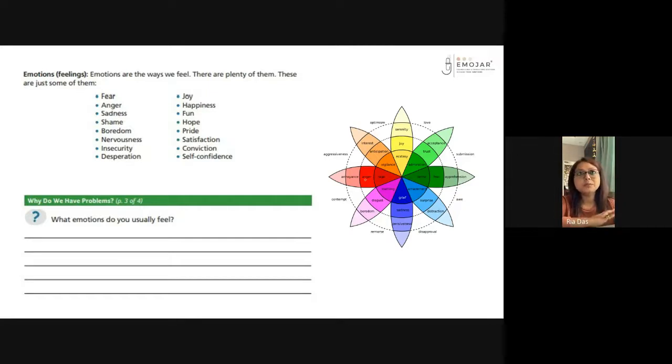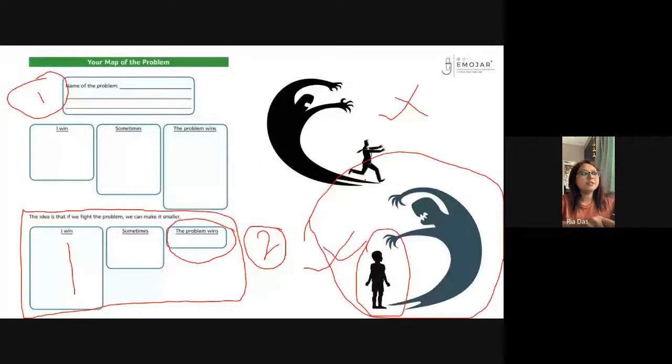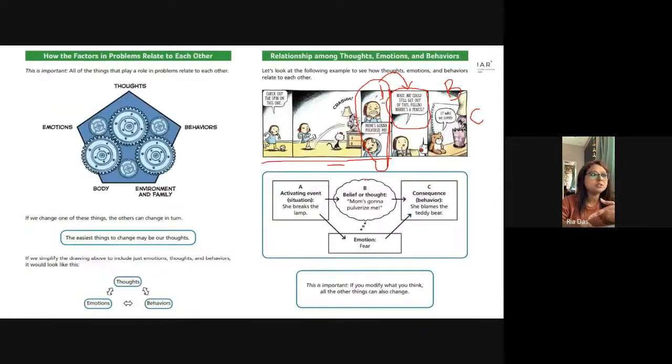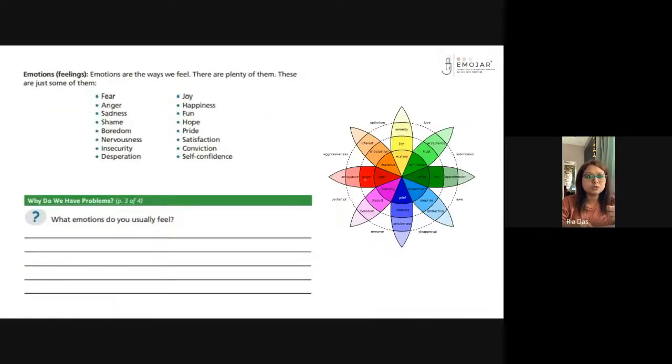For you all, if the monster is that way, if the problem is that way, how do you feel about it? When you are confronted in those situations, you can go back and label yourself as to what you are feeling. When I win, how do I feel? When sometimes the monster arrives, how do I feel? And when the monster wins, how do I feel? You will see the emotions are different for different situations. So labeling of emotions will come with psychoeducation of emotions.